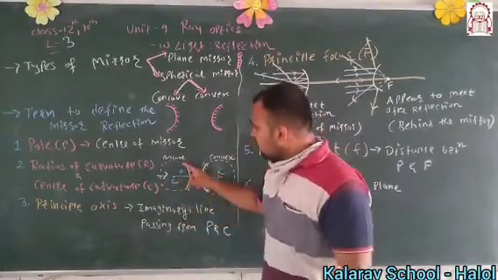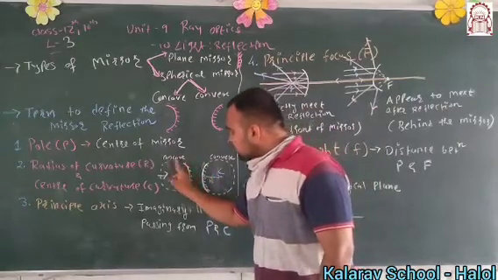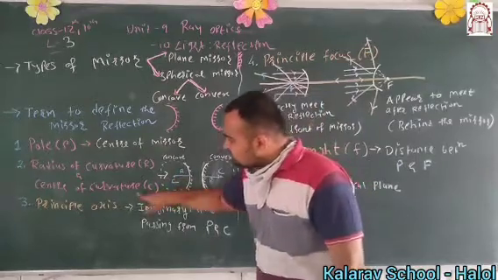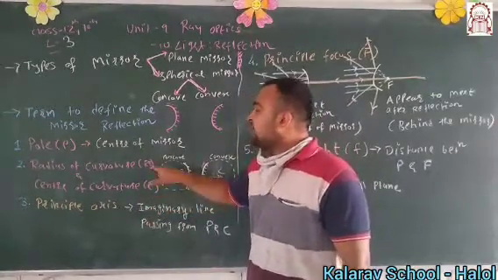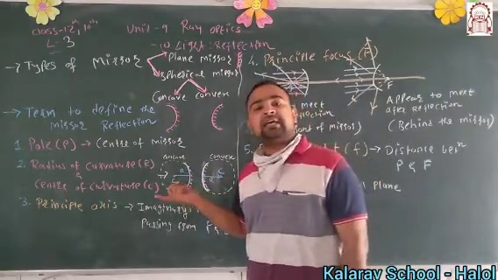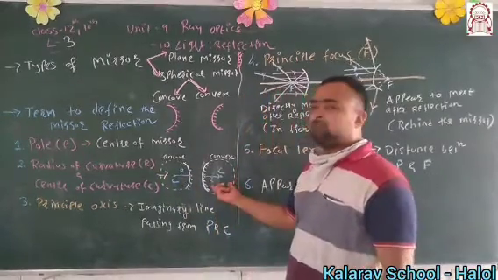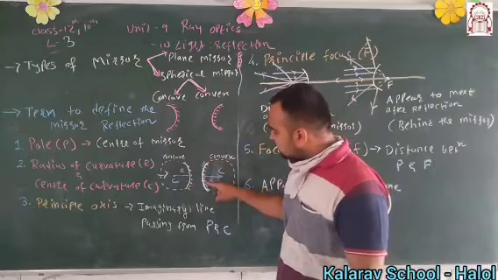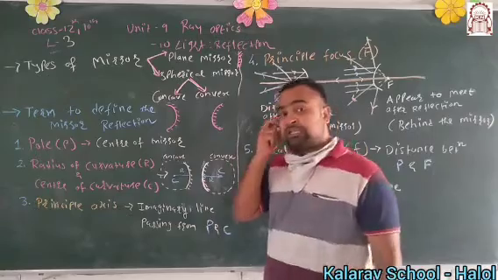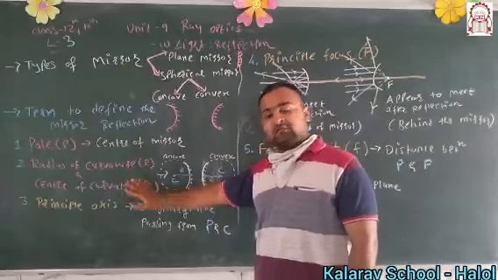Understood? Suppose you have this concave mirror. If you continue this line and complete the whole circle, you will get the center, and that center is called the center of curvature. The radius of curvature is the distance from the center to the surface point. Same for the convex mirror: if you continue the circle, you get the center here, and this distance is its radius of curvature. So now you are clear about what the radius of curvature and the center of curvature are.